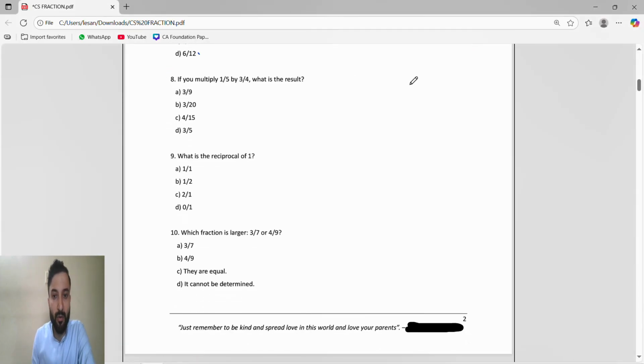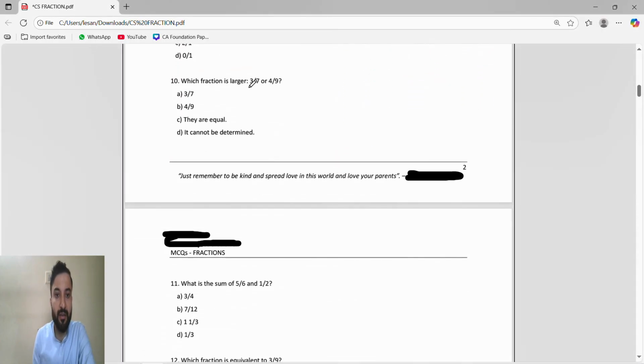If you multiply, okay, we have to multiply 1 by 5 and 3 by 4. That's it. 3 1 the 3, because multiply means what will happen? Numerator will multiply numerator, denominator will multiply denominator. 3 1 the 3, 5 4 the 20, 3 by 20. That's it. Reciprocal of 1. So 1 means what? It is 1 only. So 1 by 1 means what? 1 only. Right? It is 1. So I can write 1 by 1. Reciprocal of this is 1 by 1. Okay.